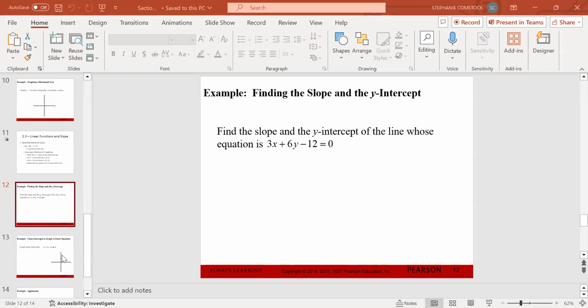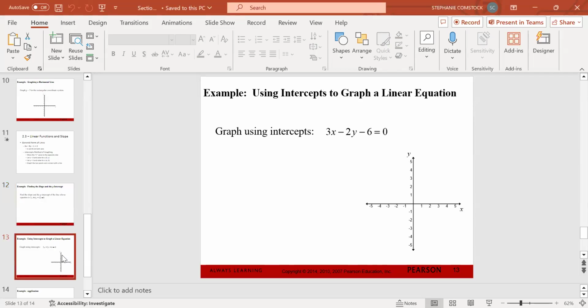So now, looking at the next one, they want us to graph using our intercepts method. We're going to look at 3x minus 2y minus 6 equals 0, and we're going to put this onto a grid space. Again, we're going to start by moving, in this case, the 6 to the other side, and then we're going to allow x or y to be 0 to solve for some values.